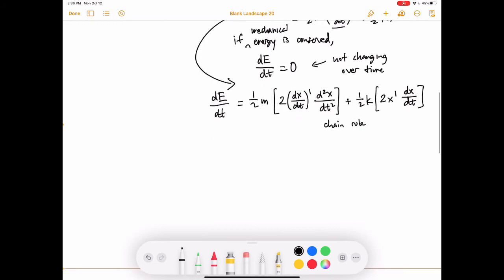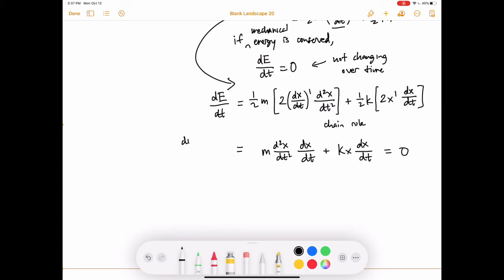So let's try to clean this up a bit. In my first term, I simply have m times the second derivative of x with respect to time times the first derivative of x with respect to time. In my second term, the 2 cancels with the 1/2. I have k times x times the first derivative of x with respect to time. And I want this to be 0 to indicate that the energy is not changing over time.